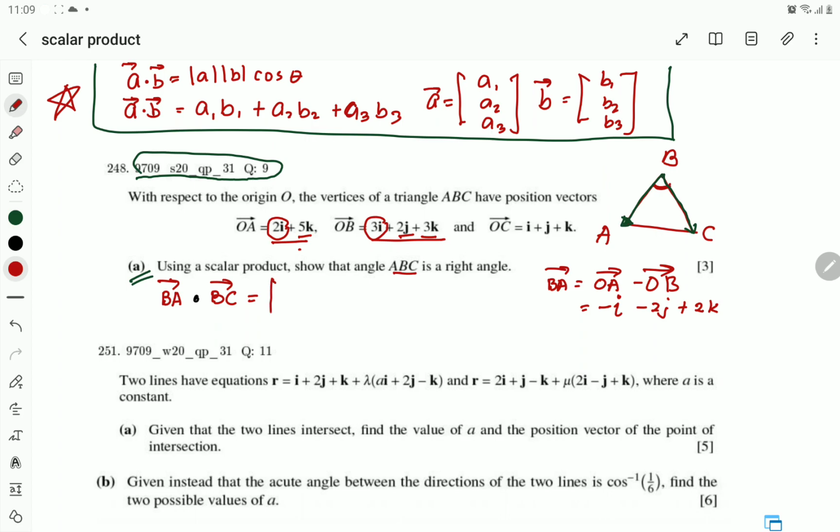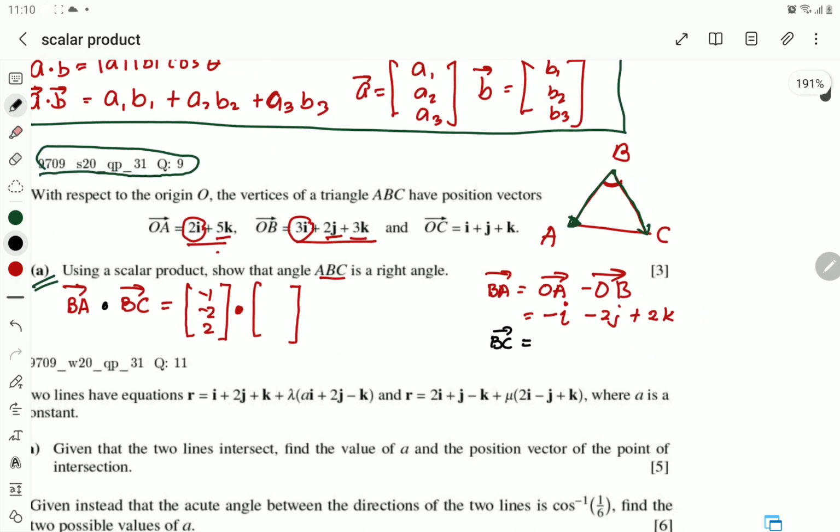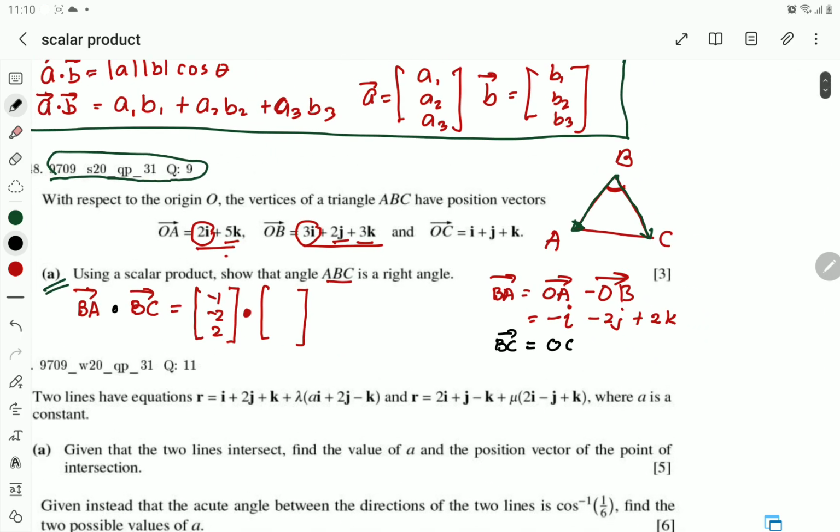Let me now plug it in here for my BA. That is -1, -2, and 2 as a column vector. Then you want to dot it with BC. First, let's try to find BC. What did we say? BC is equal to OC minus OB. OC minus OB.